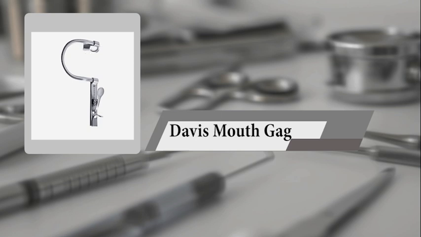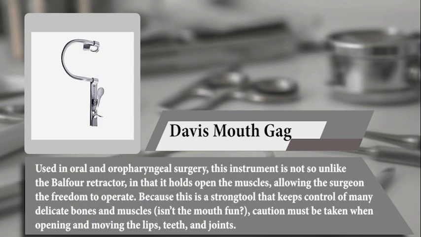Davis mouth gag. Used in oral and oropharyngeal surgery, this instrument is not so unlike the Balfour Retractor, in that it holds open the muscles, allowing the surgeon the freedom to operate. Because this is a strong tool that keeps control of many delicate bones and muscles, isn't the mouth fun? Caution must be taken when opening and moving the lips, teeth, and joints.